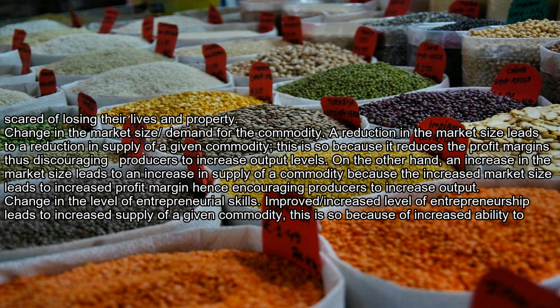Change in the market size/demand for the commodity. A reduction in the market size leads to a reduction in supply of a given commodity. This is so because it reduces the profit margins, thus discouraging producers from increasing output levels. On the other hand, an increase in the market size leads to an increase in supply of a commodity because the increased market size leads to increased profit margin, hence encouraging producers to increase output.